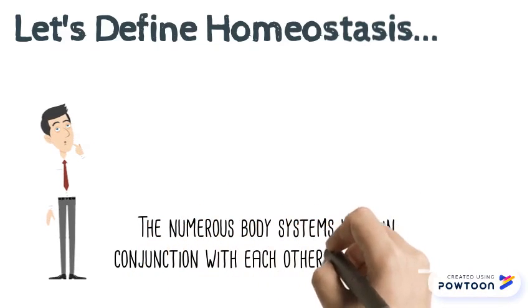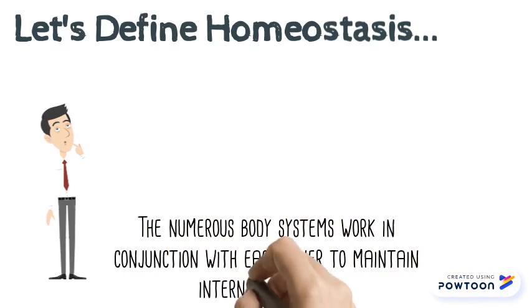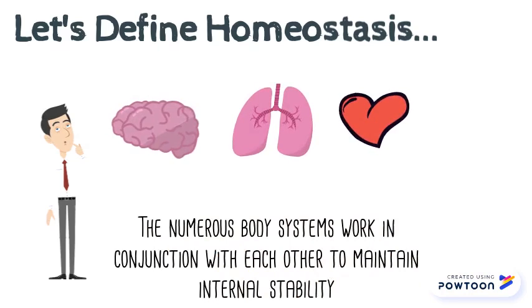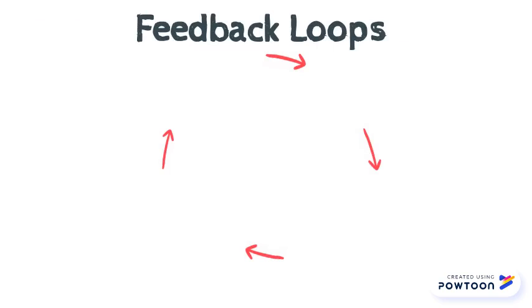Homeostasis is the state of equilibrium within the body's systems. There are numerous systems working in conjunction with each other to maintain this delicate balance. One of the ways this is done is through feedback loops. A feedback loop is a mechanism that the body uses to reverse a disruption to its equilibrium.